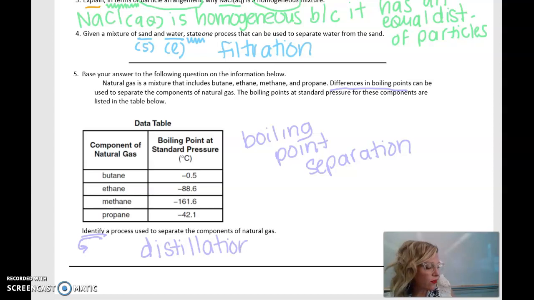Another way that we could have looked at this problem is to look separately at the table and the information that's given to us. You notice that they list out all of the different boiling points here. Since they have different boiling points, that might have also led you to this conclusion of boiling point separation.